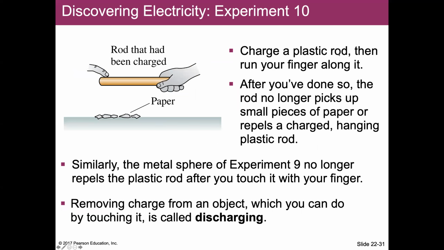Charge a plastic rod and then run your finger on it. If you run your finger on it, the rod no longer picks up small pieces of paper or repels a charged hanging plastic rod. That means after you run your finger on the charged rod, the rod is no longer charged. It becomes neutral. So why?